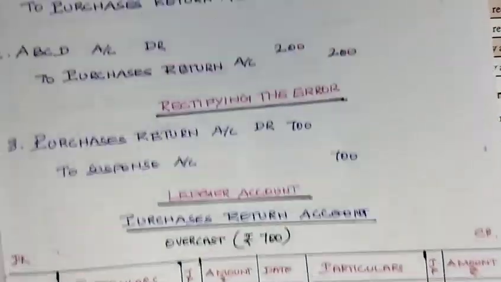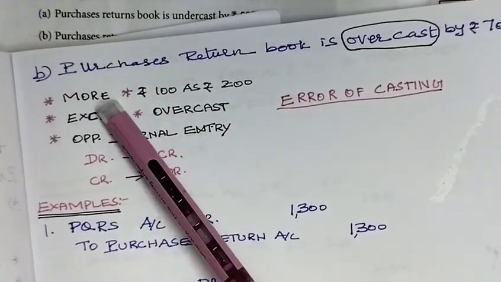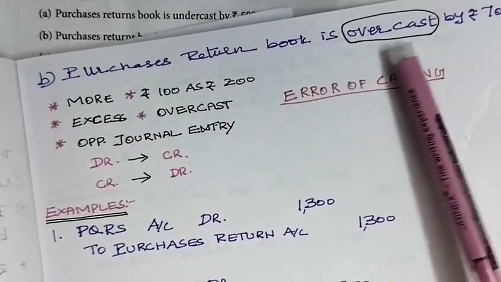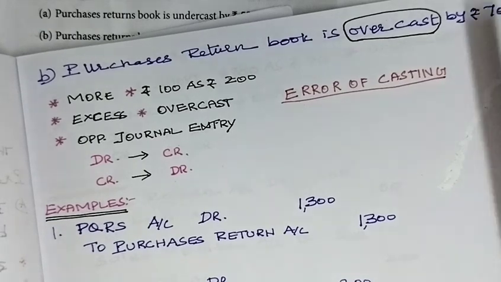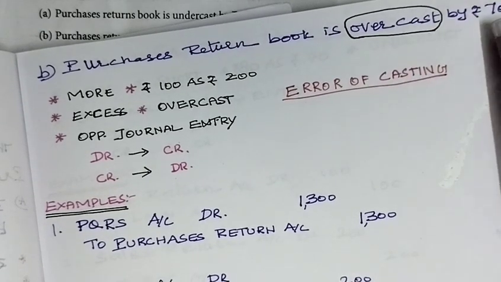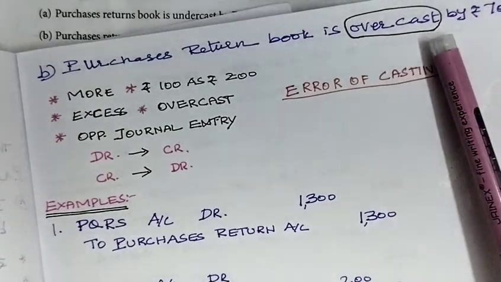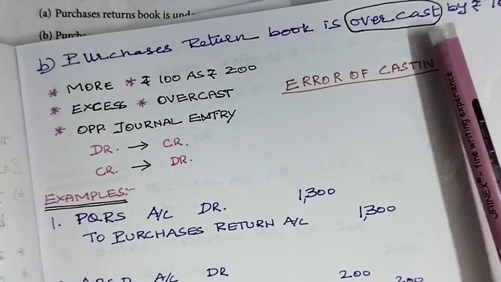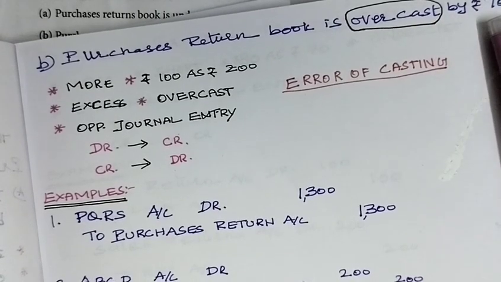Listen here. What is the question? What is the transaction? It tells us the purchases return book is overcast by 700 rupees. So the purchases return account shows 700 rupees increased. This is the error, so you have to subtract that 700 rupees.